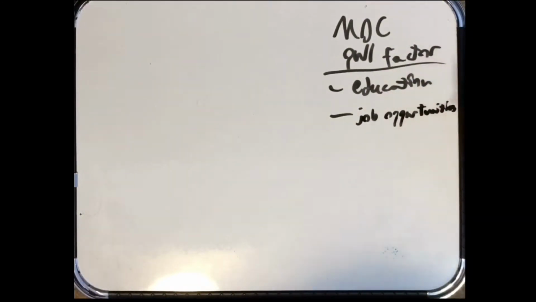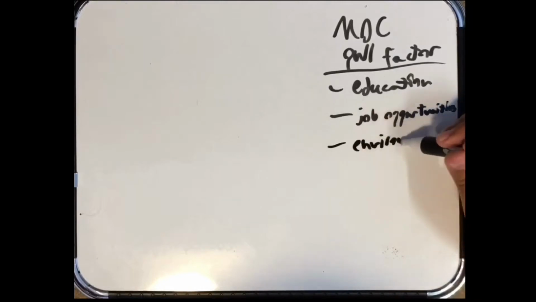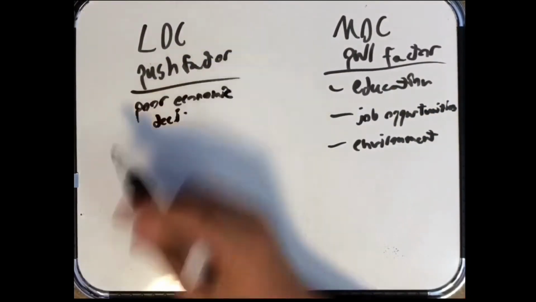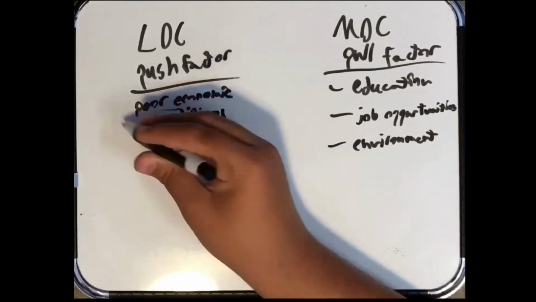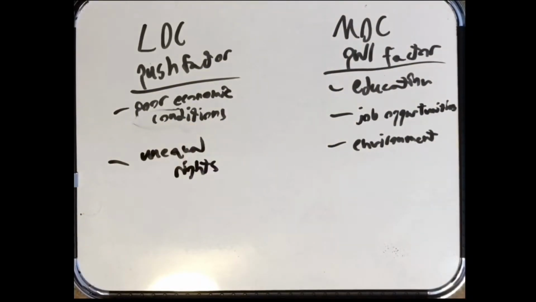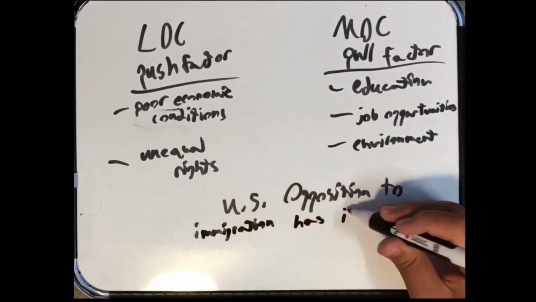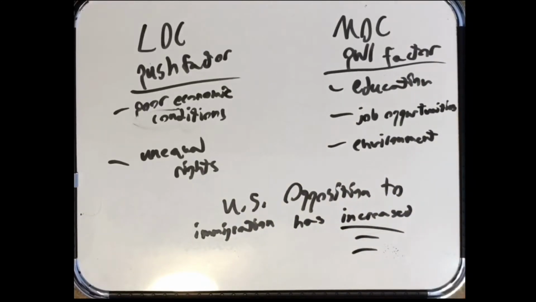Two factors why people immigrate are pull factors and push factors. Some pull factors could be education, job opportunities, and environment. Some push factors could be poor economic conditions or unequal rights. Also, U.S. opposition to immigration has increased as more immigrants come from different countries around the world.